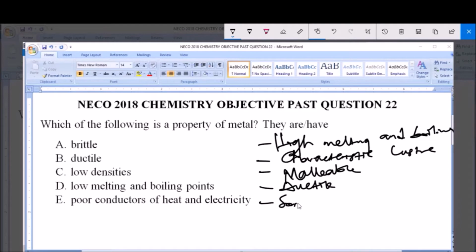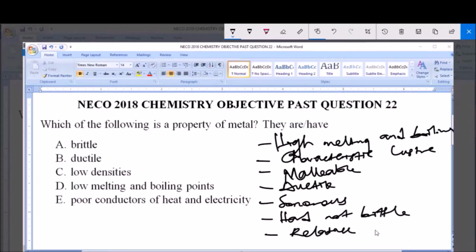Metals are sonorous, they produce notes, that is, sounds. Metals are hard, not brittle. Metals have relatively high density, that is, when compared to other elements. And metals are good conductors of heat and electricity.